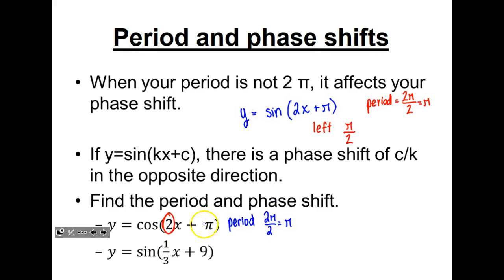And then if I look down here, I've got the plus pi, which makes me think to the left pi. But because I've got this number out front, I've got to divide by that number because that affects the phase shift. So I have to divide by 2. So it's actually left pi over 2.